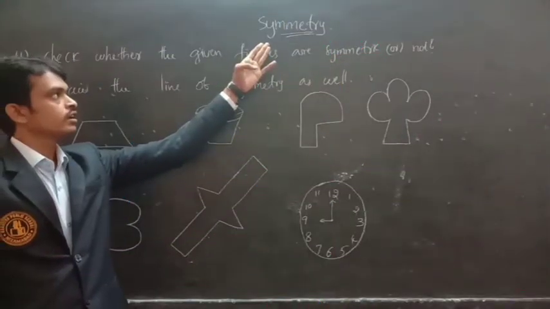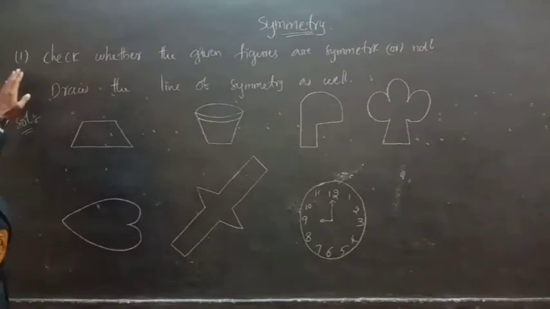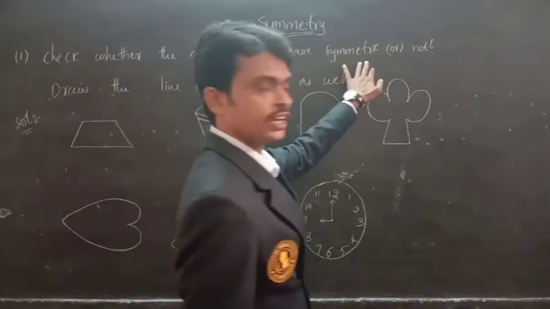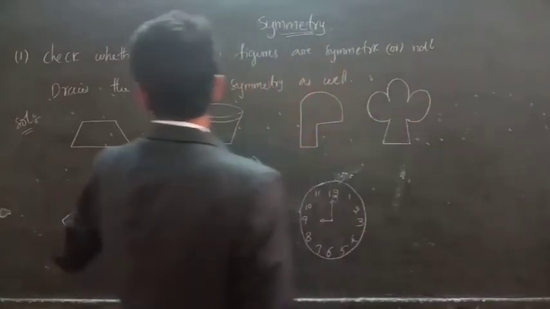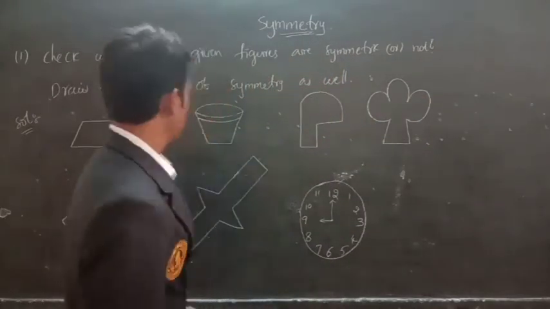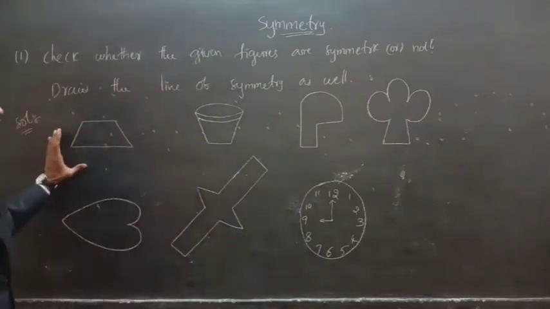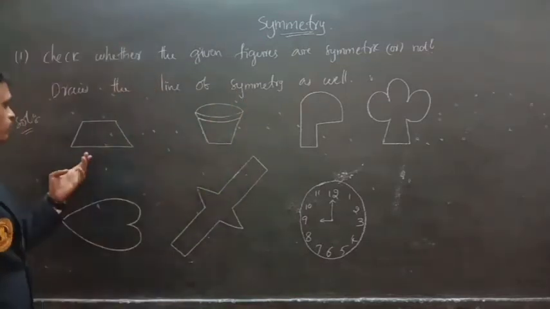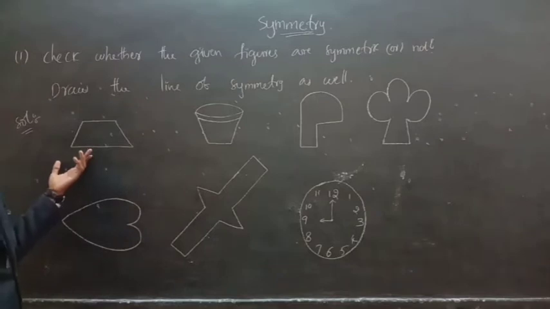So here are the problems on symmetry. First problem: check whether the given figures are symmetric or not. Draw the line of symmetry as well. Different types of figures are given. We have to check whether they are symmetric or not, and then write the line of symmetry.